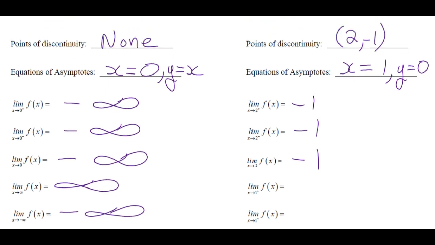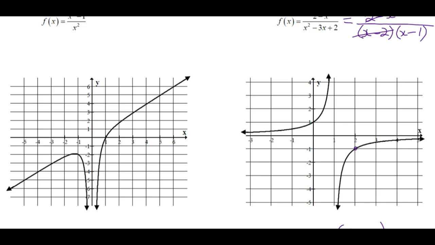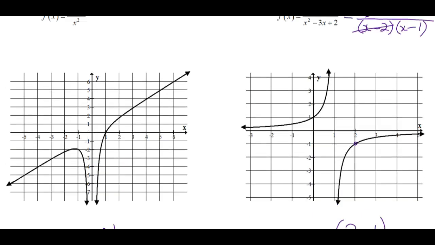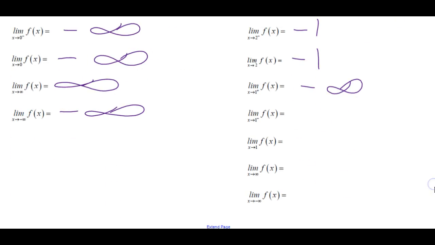The limit of f of x as x approaches 1 from above. So we're coming this way. What's that? Besides does not exist, it's negative infinity, right? The limit as x approaches 1 from below, or from the left, is positive infinity. So what's the limit as x approaches 1? Does not exist. This is when it really does not exist, right?